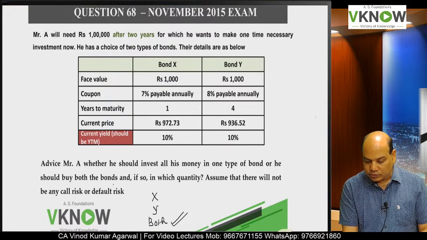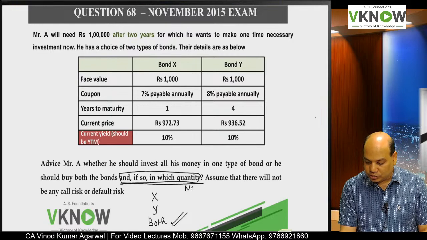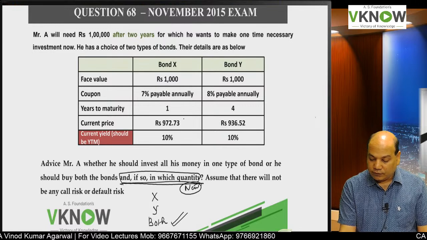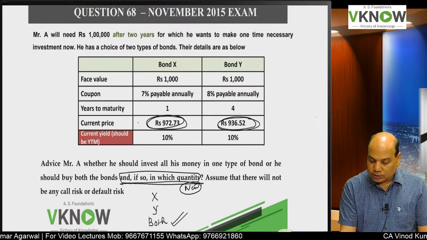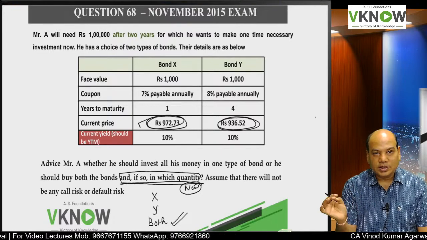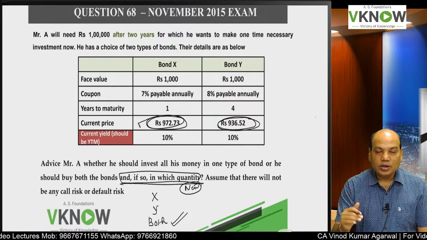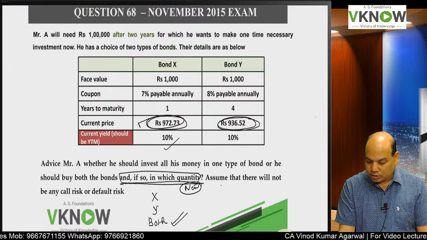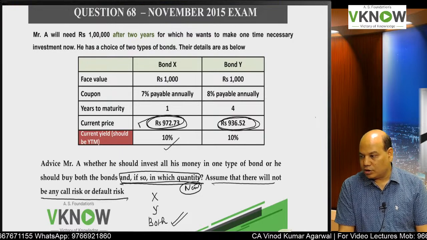And then the question is, in which quantity? This is a new question. Quantity means the number of bonds you have to find. And for finding the number of bonds, they have given you the current price of the bond. So we will compute the amount invested in each bond divided by the current price of one bond. That will give me the quantity of each bond. Okay, and assume that there will not be any call risk or default risk.